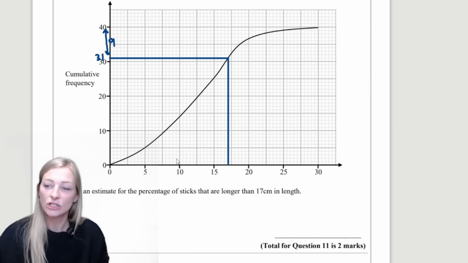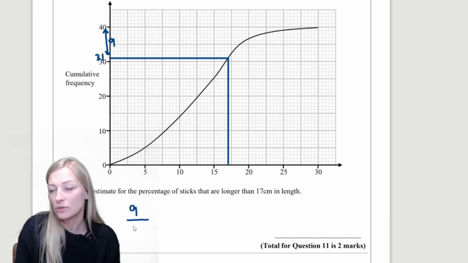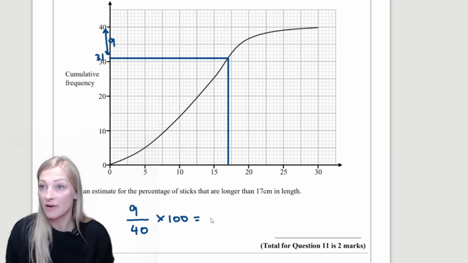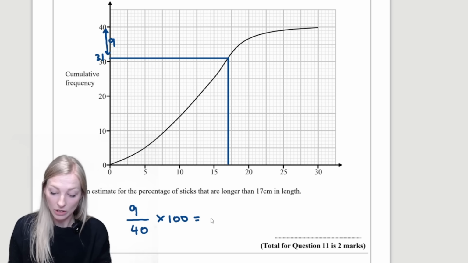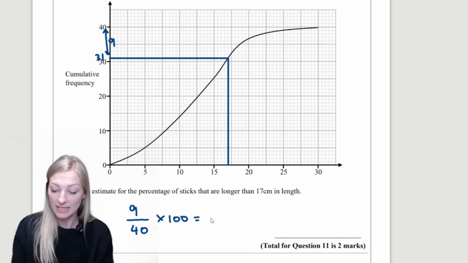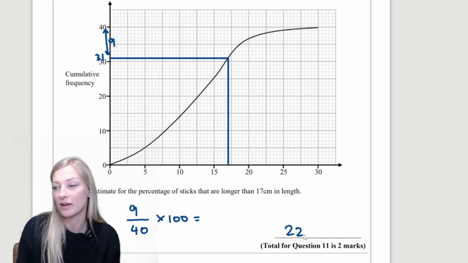So the percentage is going to be 9 out of 40 times by 100 to get that as a percentage. So the fraction of sticks is 9 out of 40. 9 out of 40 multiplied by 100 gives me a percentage of 22.5%.